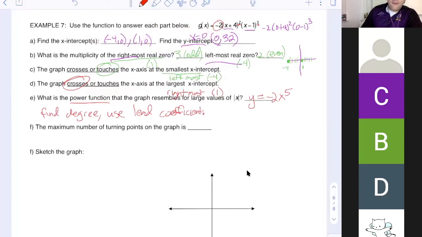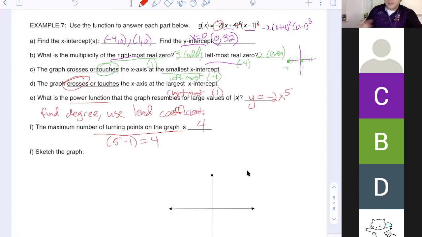And now find the maximum number of turning points. Well, the maximum number of turning points is going to be 1 less than the degree. So that's 5 minus 1, which is 4. So this could have 4 humps. You won't know that unless you graph it. So our little trick of sketching only works on the intercepts, both x and y intercepts. But I can't tell the humps unless I officially graph it, right?